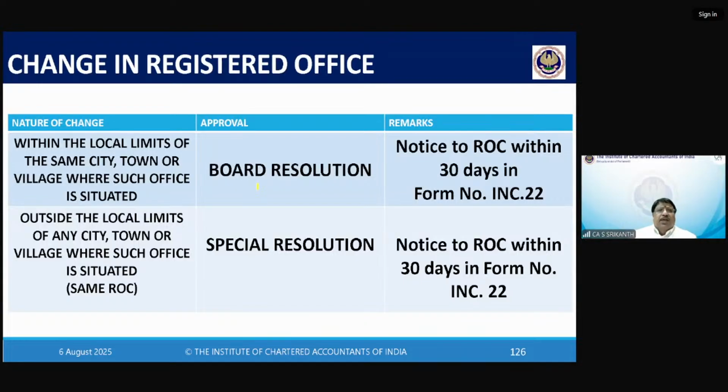The company was initially in Pune, so the registered office is in Pune, within the local limits of Pune. In Pune itself, earlier they were near Viman Nagar. Now they want to move to a central location, which is better than where they were in the factory. So they want to move within the local limits of the same city, town or village. No problem. Just a simple board resolution, INC 22.